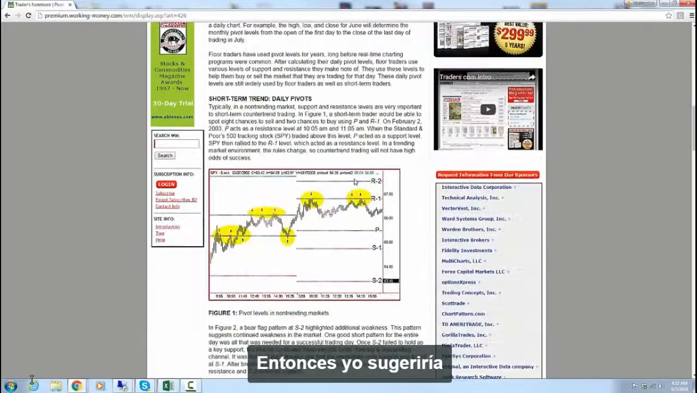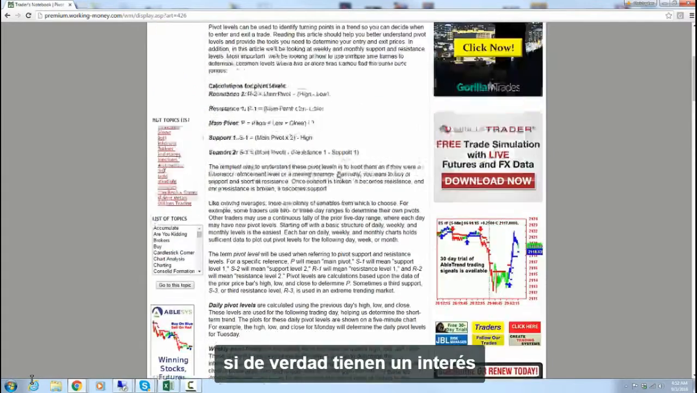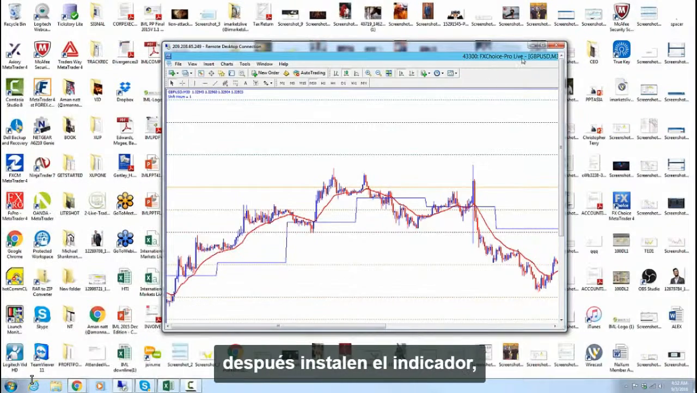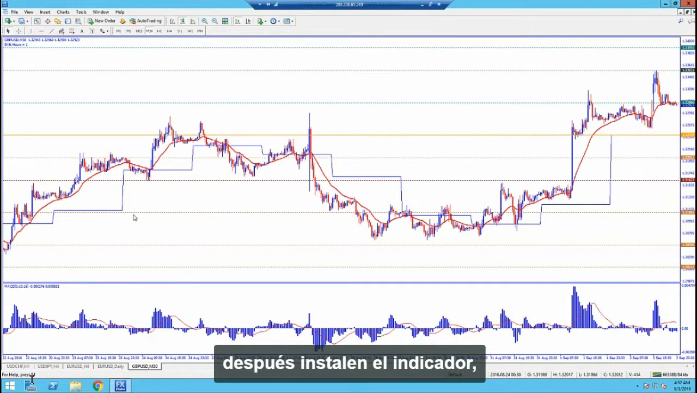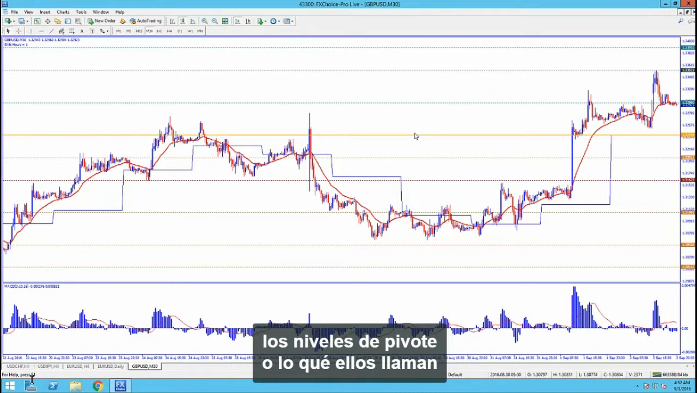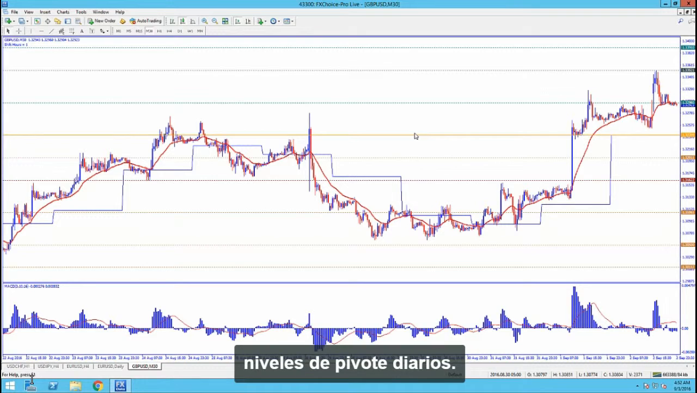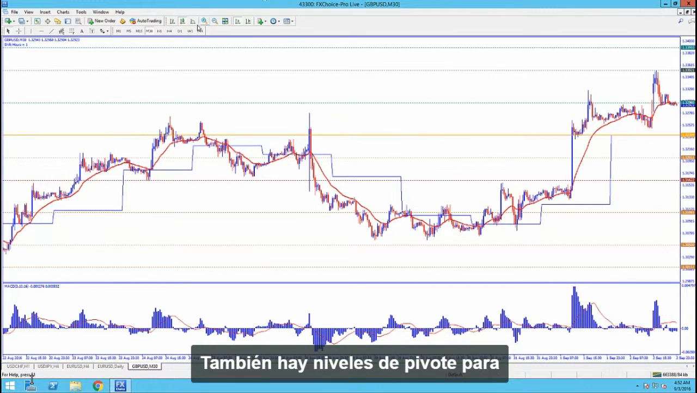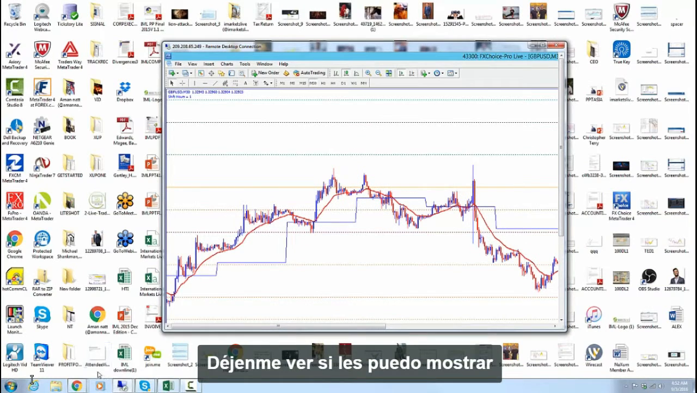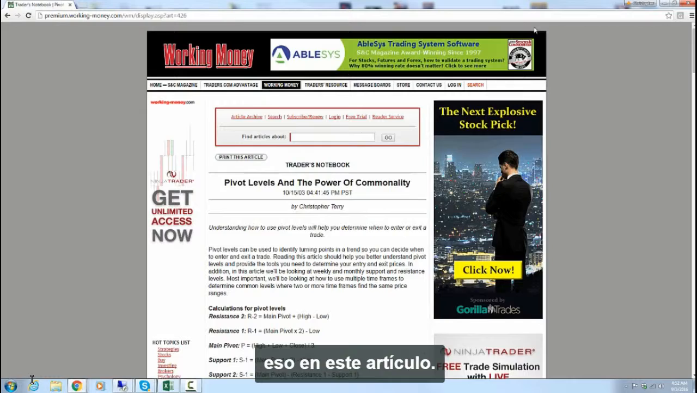I would suggest if you really have an interest in learning about pivot points, I would revert back to this article, then install the indicator, and then start following it. But it's not something I use on a day-to-day basis. I'm just bringing it to light, showing what it is, because there are people that use pivot levels, or what they call daily pivot levels. There are also pivot levels for the week and the month. Let me just see if I can show you that in this article.